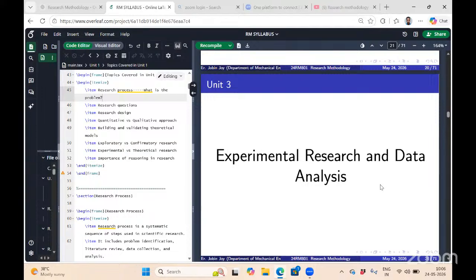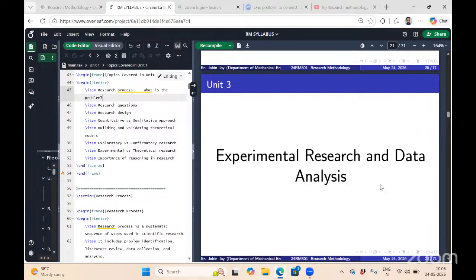Then coming to the next topic: philosophy, ethics, and scientific misconduct. Philosophy deals with knowledge, truth, reality, and ethics. The science that deals with ethics, knowledge, truth, and reality is called philosophy. For example, ethics in AI, moral values in society, truth in scientific research, logical thinking analysis, human behavior study, etc.